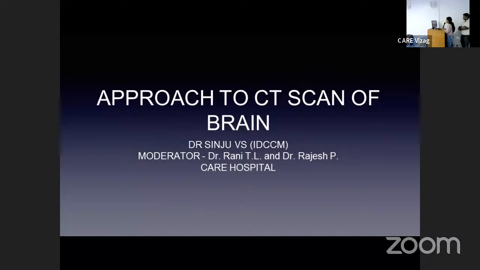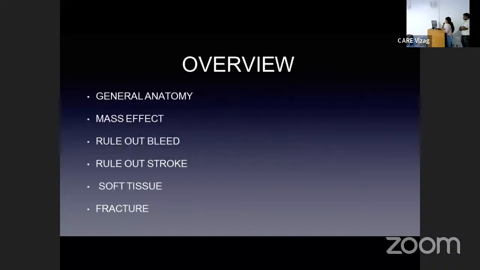Today I'll be talking about approach to CT scan of a brain. So here is my outline. I'll be proceeding with general anatomy first, followed by mass effect. What are we supposed to look out for? Like how to rule out bleed and stroke, basically, and what else to look for, like soft tissue fractures.